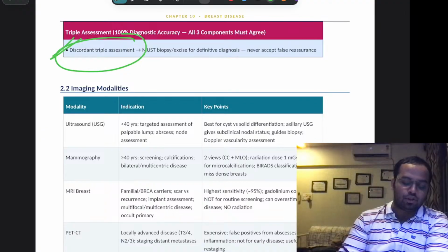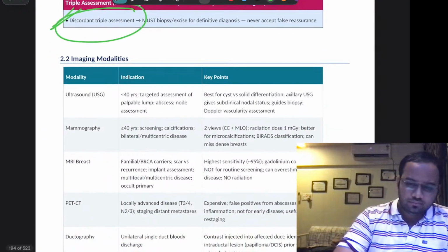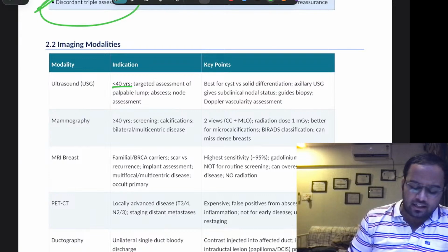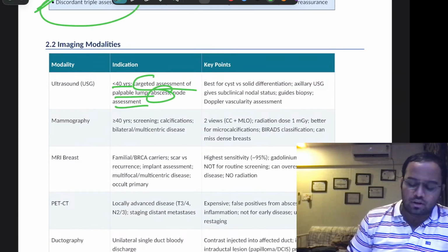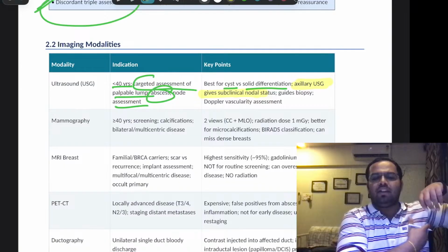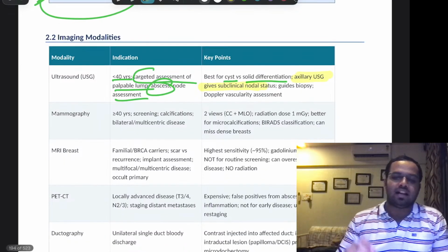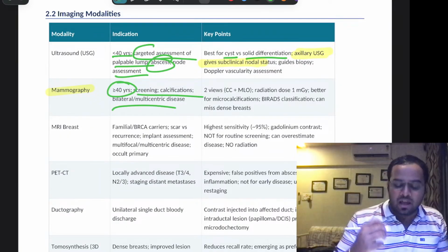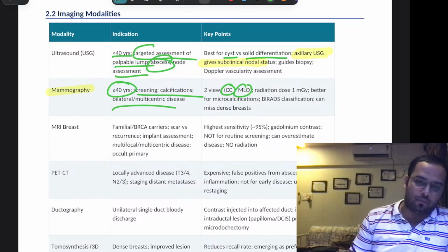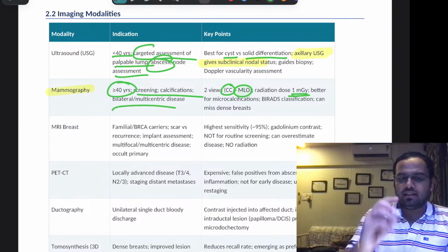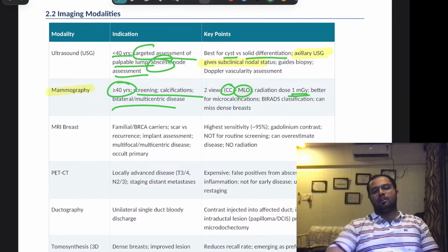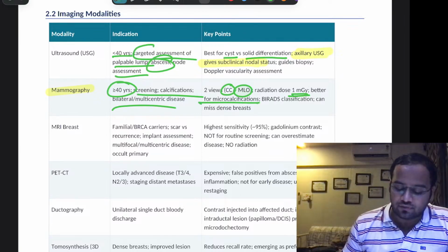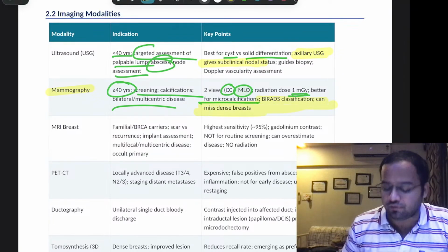Now if we look at all imaging modalities in short. As we talked earlier, ultrasound is for patients less than 40 years, targeted assessment of the palpable lump or abscess, and node assessment is very much important. It is best for solid versus cystic differentiation. Axillary USG gives the subclinical nodal status. Whenever the axilla is not palpable, you can go for an axillary USG, which can tell you about the axillary nodes. Mammography is usually for more than 40 years, screening, and calcifications, obviously it is going to pick them up. It has two views, craniocaudal and mediolateral oblique. The radiation is going to be 1 milligray, and it is better for microcalcifications, and this gives rise to what is called the BIRADS classification.